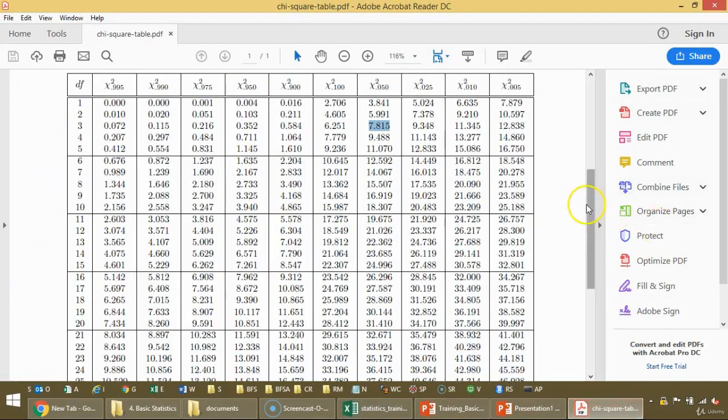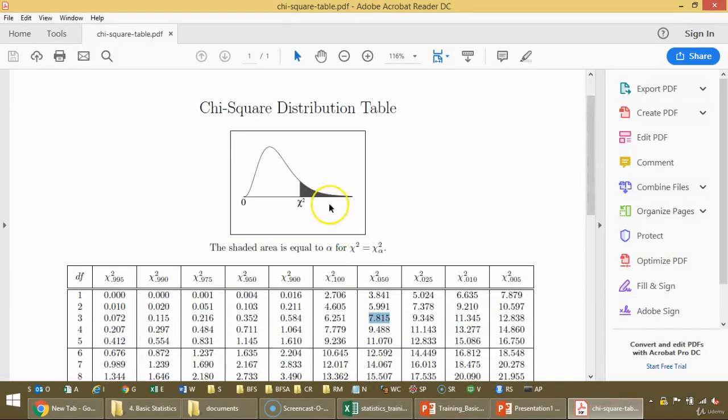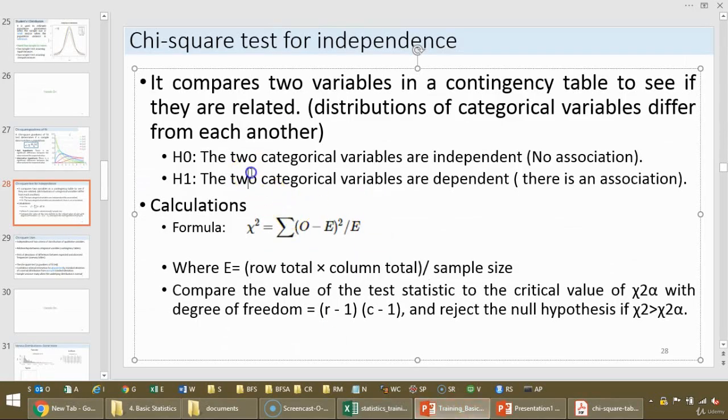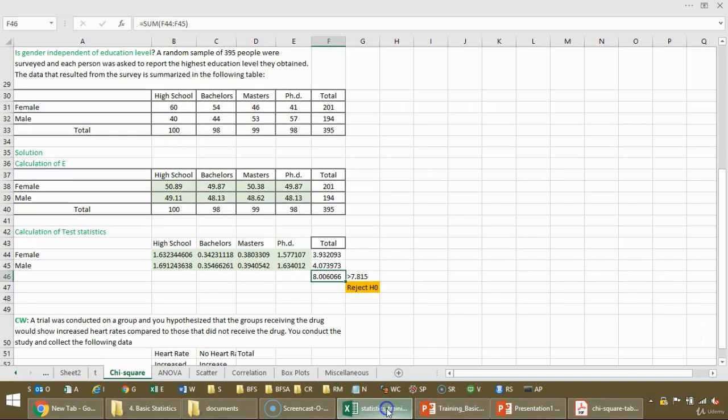So what is the meaning of this? Our 8 is somewhere here, which means it is in the rejection region. It means we have enough evidence to reject the null hypothesis. So we have to reject the null hypothesis. The alternative says the two categorical variables are dependent. So what does that mean? It means the degree depends upon the gender. This is what the outcome is.